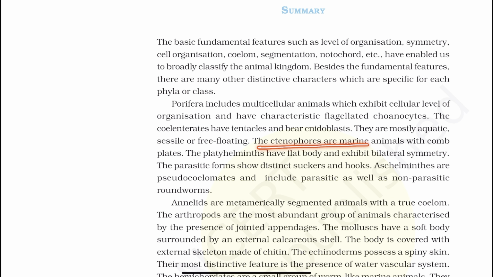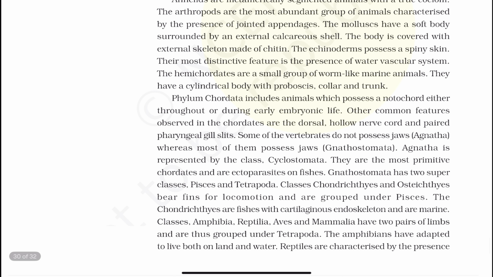The ctenophores are marine animals with comb plates. The platyhelminths have a flat body and exhibit bilateral symmetry. The parasitic forms show distinct suckers and hooks. Aschelminths are pseudocoelomates and include parasitic as well as non-parasitic roundworms. Annelids are metamerically segmented animals with a true coelom. The arthropods are the most abundant group of animals, characterized by the presence of jointed appendages. The mollusks have a soft body surrounded by an external calcareous shell. The body is covered with an external skeleton made up of chitin.